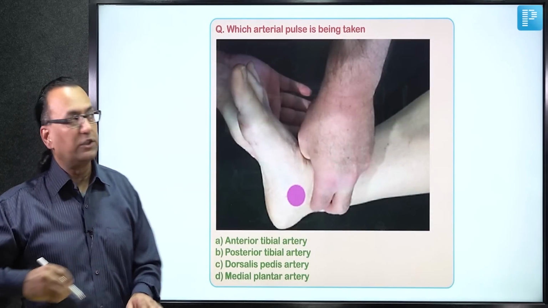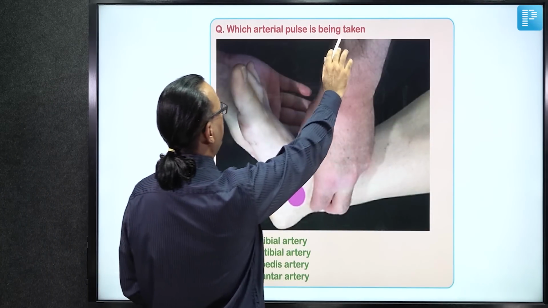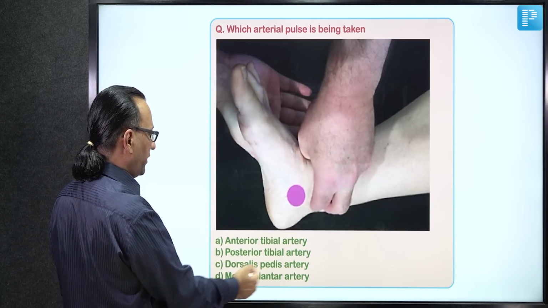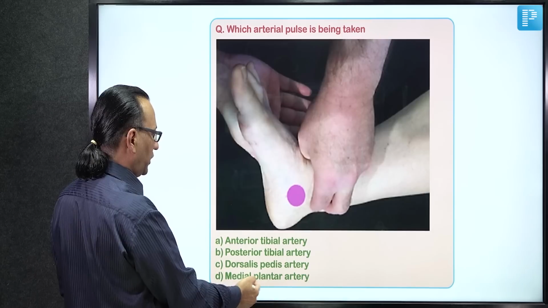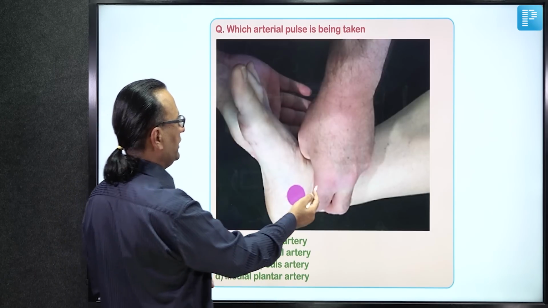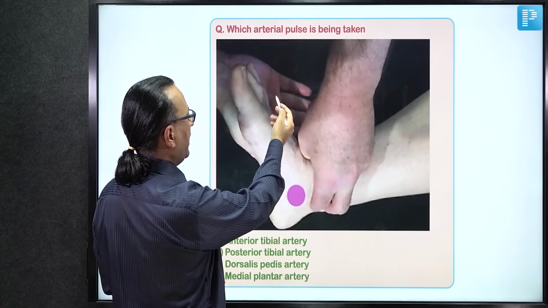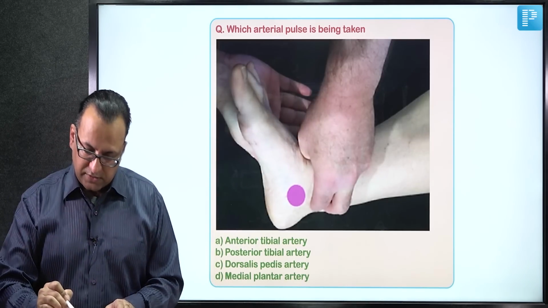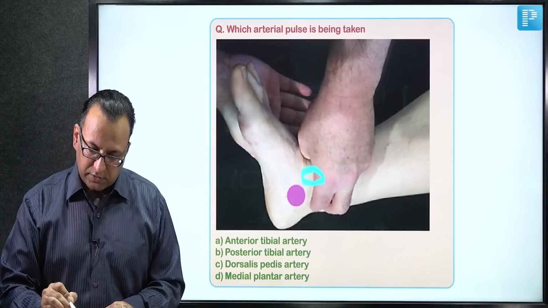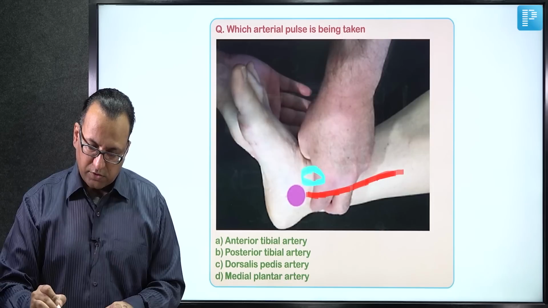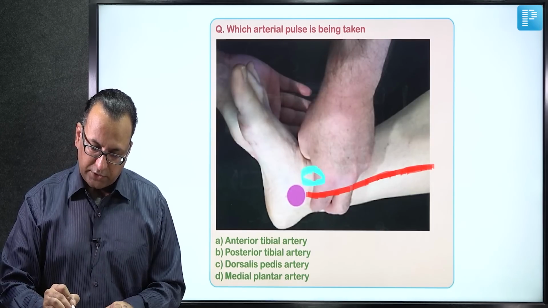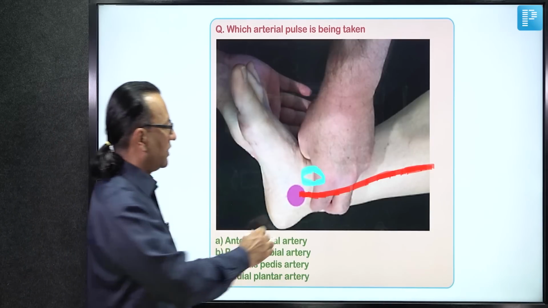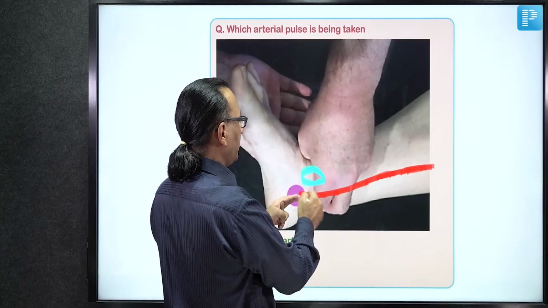Then comes a question which is asking which arterial pulse is being taken. The names are telling it is something to do with the tibia or the dorsum of the foot or an artery on the sole, the plantar aspect. In fact, if you see, the examiner is putting his hand on the foot, taking the foot into inversion, and the artery is lying behind the medial malleolus, behind the tibia bone. First it was running in the calf region, now it is coming behind the medial malleolus of the tibia bone. So this is none other than the posterior tibial artery pulse which you are taking.